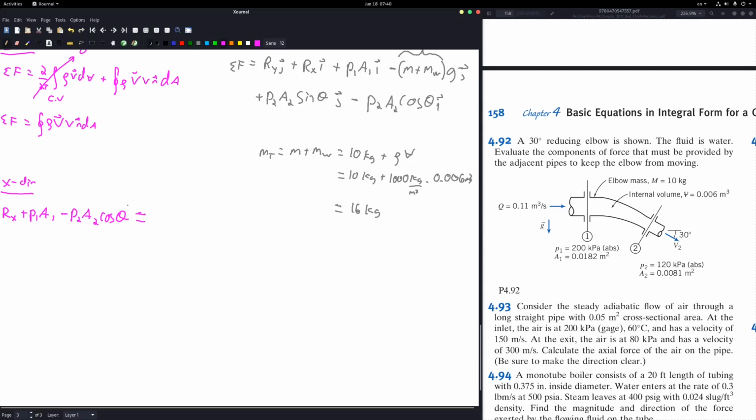Next here we can compute the x direction momentum. That will also be y, so we'll take any index in the summation of forces that has x. So that will be Rx plus P1 A1 minus P2 A2 cos theta is equal to rho V1 squared times minus 1, that's because it's incoming inside the control volume, A1 plus rho V2 squared A2 cos theta, and then that's outgoing, and it's also in the positive x direction.